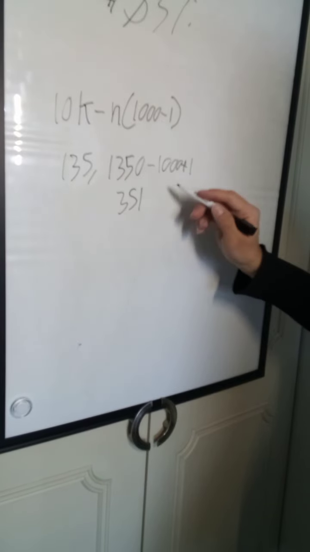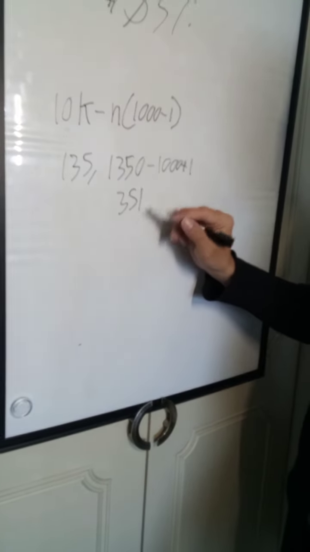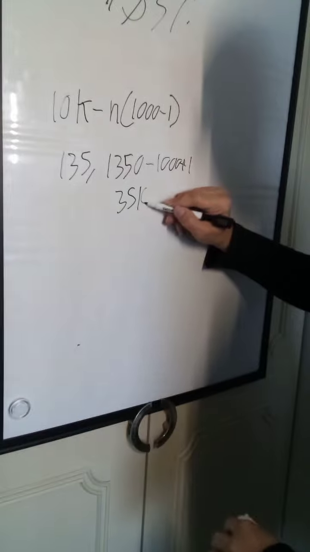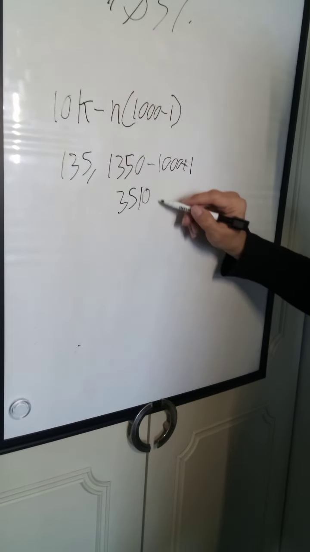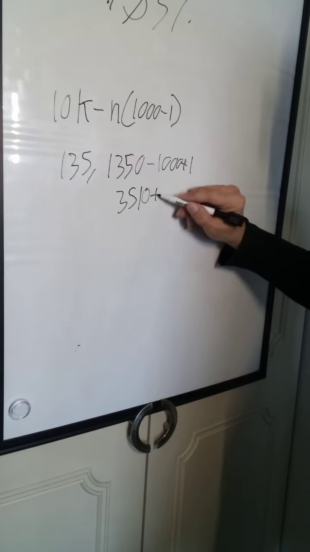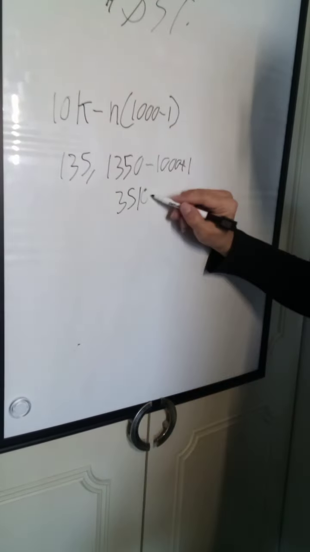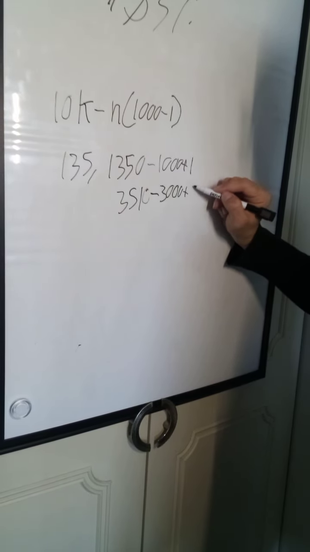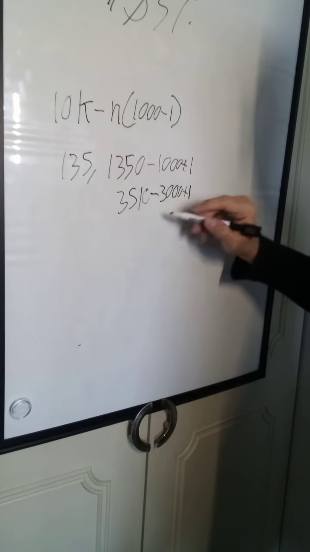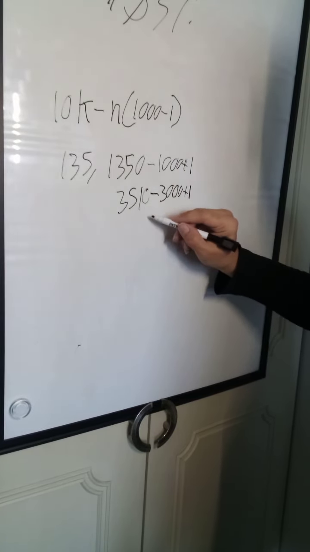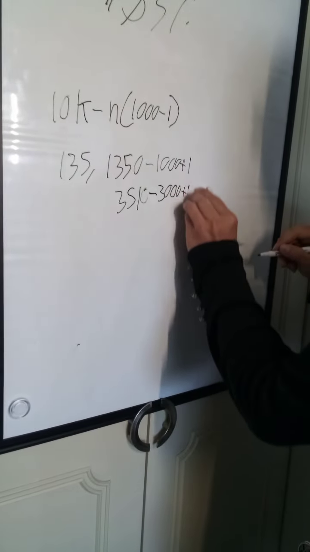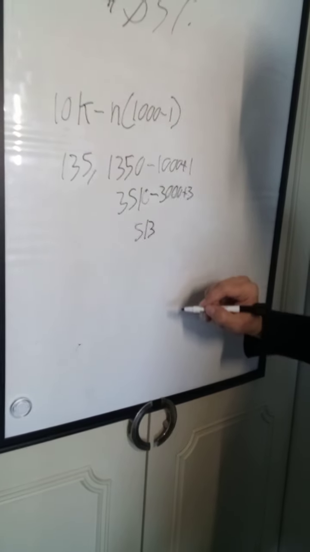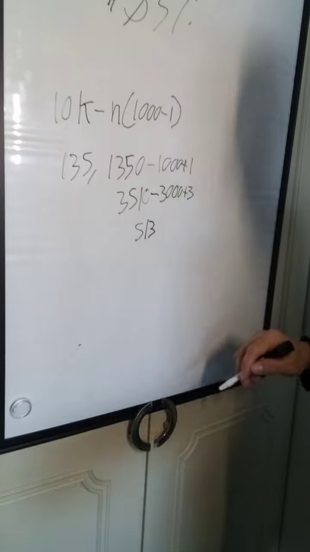And same thing here. If I take this, multiply it by 10, get 3,510. Then I'll subtract the third multiple of 1,000. So 3,000 and plus 1. Third multiple of this. And so subtract that. That's what I'm doing. And so that's basically what's happening.